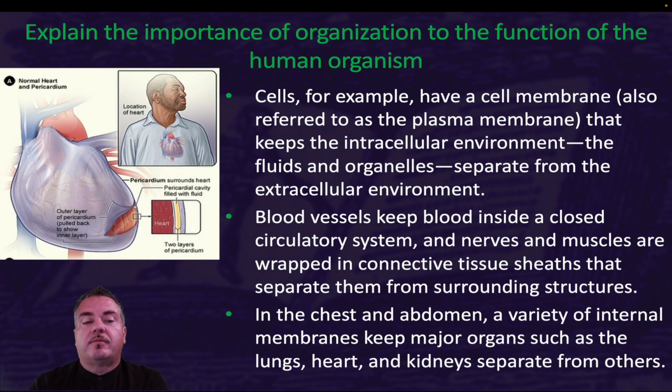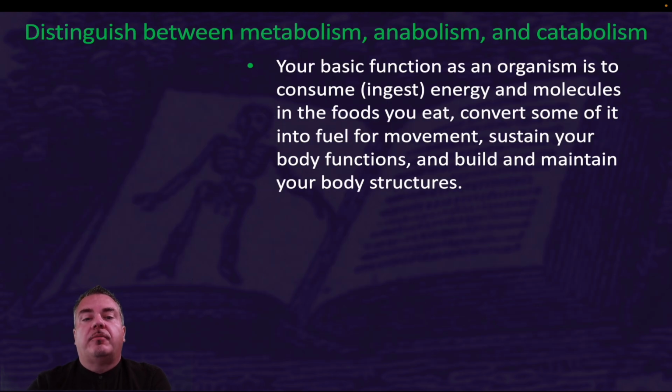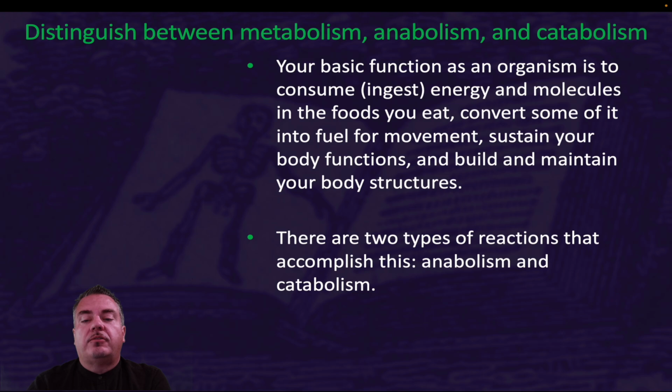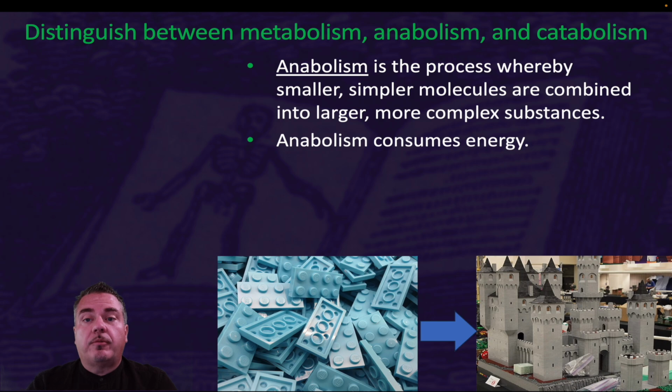separated from others. Your basic function as an organism is to consume or ingest energy and molecules in the foods you eat, convert some of it into fuel for movement, sustain your body functions, and build and maintain your body structures. There are 2 types of reactions that accomplish this: anabolism and catabolism. Anabolism is a process whereby smaller, simpler molecules are combined into larger, more complex substances. An anabolic reaction consumes energy.